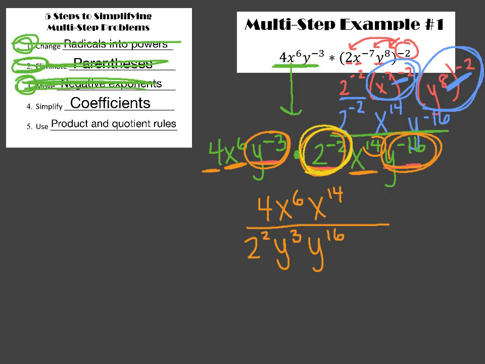And I'm ready to do step number 4, which says to simplify my coefficients. Now if you remember, coefficients are the numbers that are in front of our variables. So I'm going to simplify these. Well, first I need to look at the bottom of my fraction here. I have 2 to the power 2. I can simplify that using my calculator, and I find that 2 to the power 2 is actually 4. So I'm going to erase 2 to the power 2 here and replace it with the number 4.